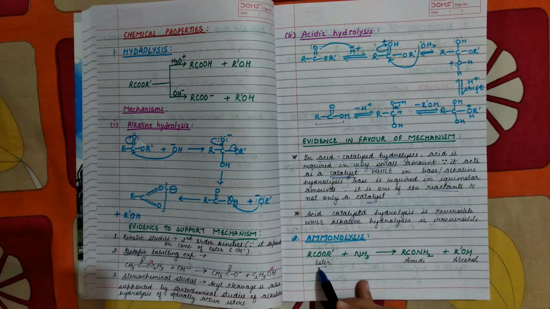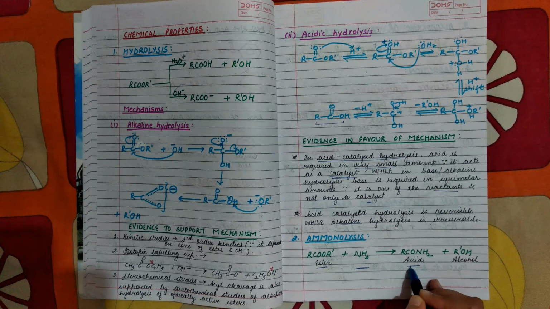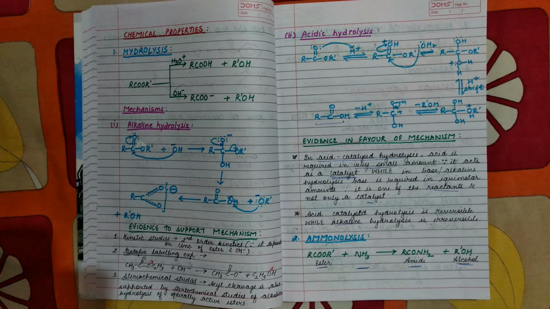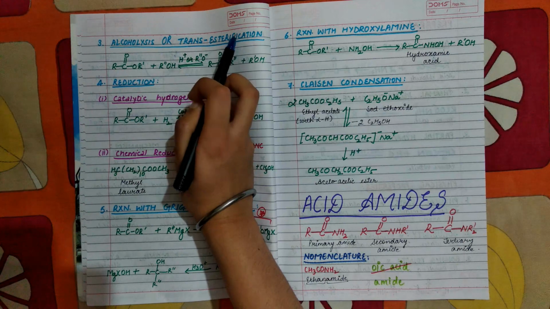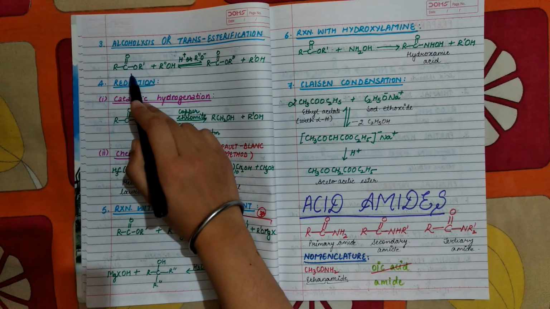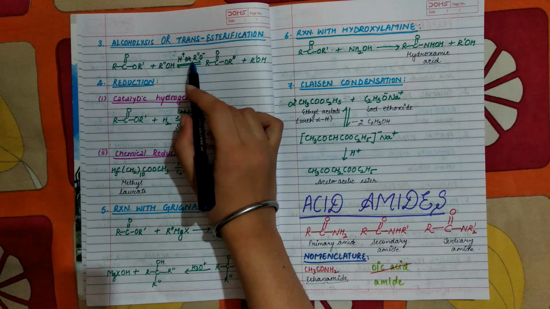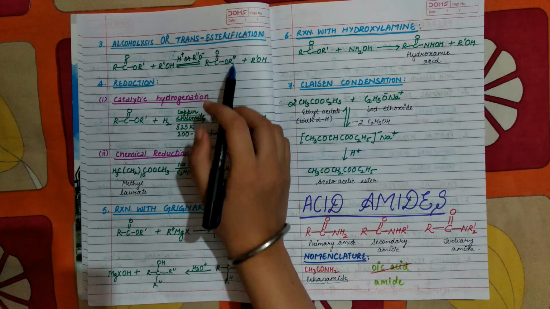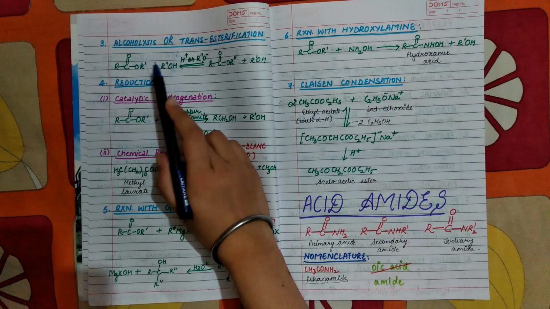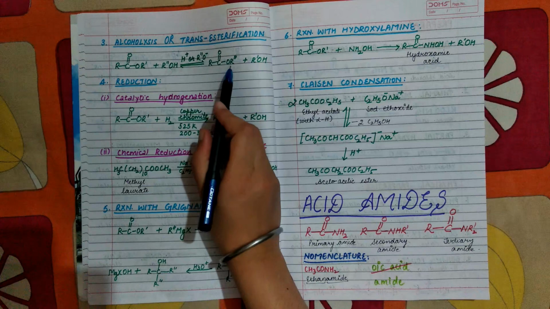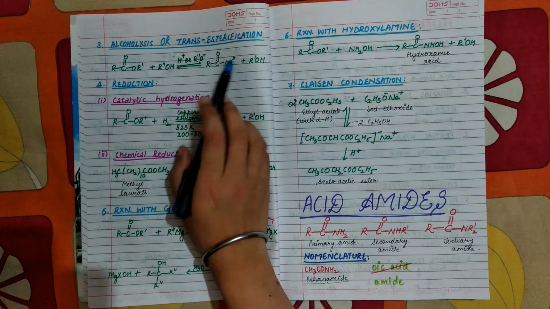Ammonolysis: esters are reacted with ammonia to form amide plus alcohol. Next reaction is alcoholysis or transesterification. In this reaction, ester is treated with alcohol in the presence of H plus or OR negative. And here the R groups replace each other. Here R dash becomes R double dash and R double dash becomes R dash, giving a new alcohol and ester.